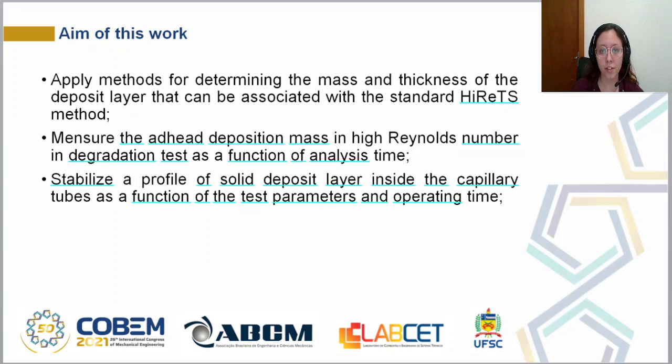The main objective of the work is to measure the mass and thickness of the deposit layers in the HIRET test as a function of time.